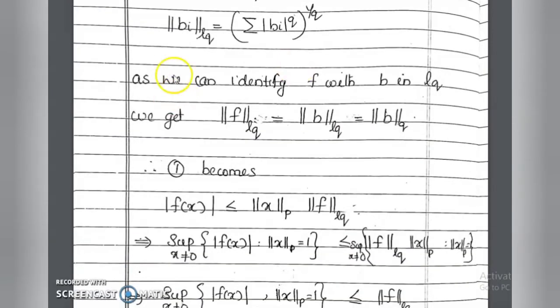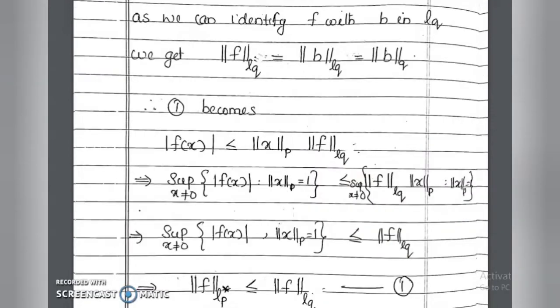Actually we have denoted this as norm q. Therefore equation 1 becomes: modulus of f(x) is less than or equal to the norm of x in p times the norm of f in l^q. Therefore clearly this f is a bounded linear functional.